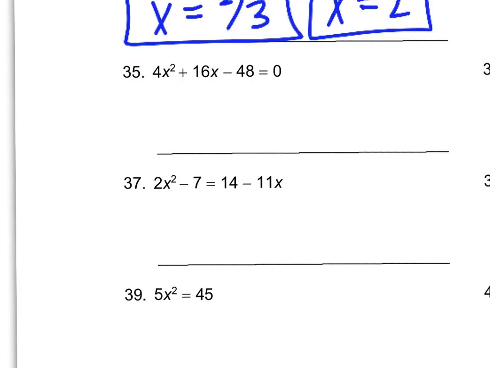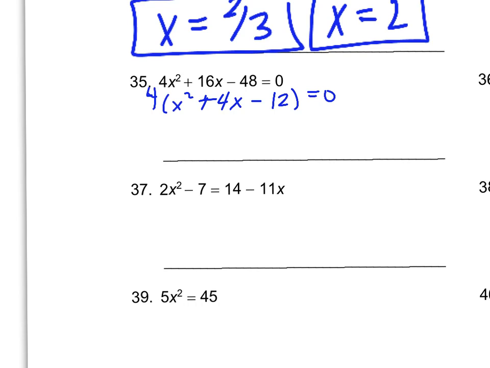Number 35 is already in standard form, but there is a GCF, which is 4. They can all be divided by 4. So I'm going to factor out a 4. Looks like this. Now, I'm going to check what numbers multiply to be 12, but when I subtract them, I get 4. So I know 6 times 2 is 12, and if I subtract them, I get 4.